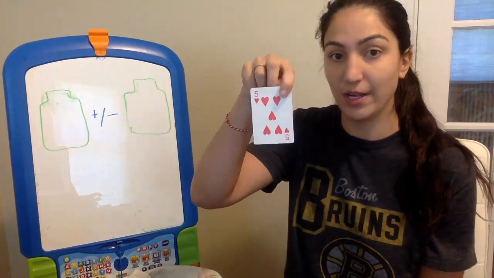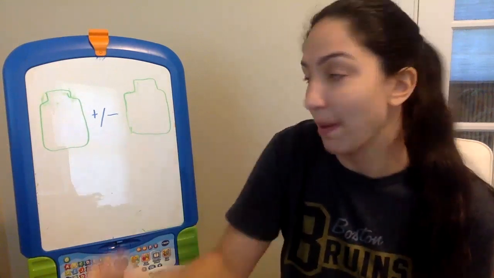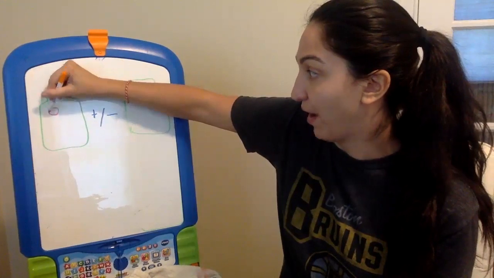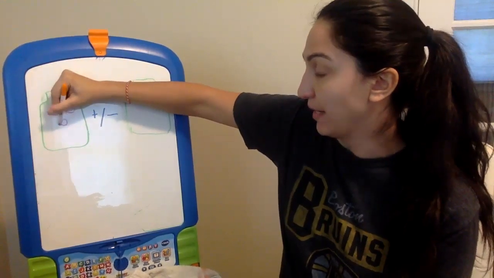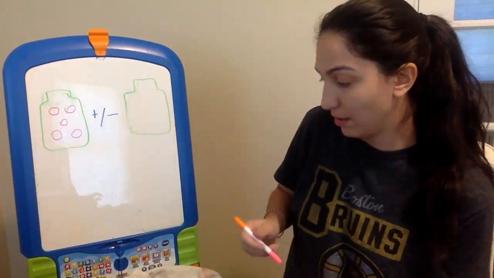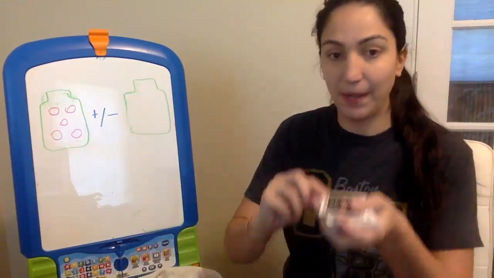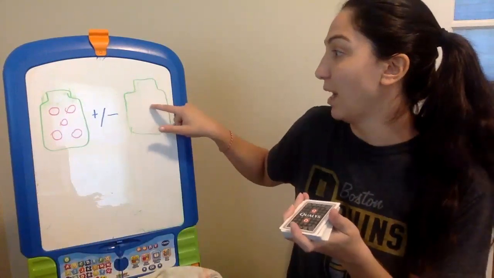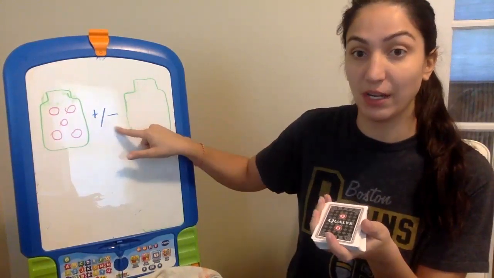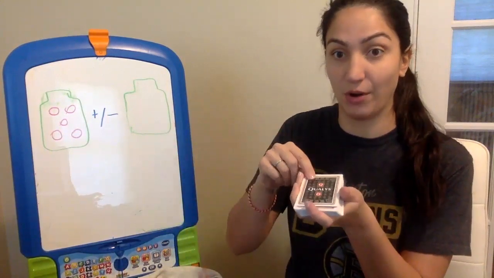So this card is 5. So in my first jar, I have 5 pennies. I'm going to pick another card in my deck to tell me how many I'm left with. So I'm either going to add pennies or take away pennies, depending on what this card is.